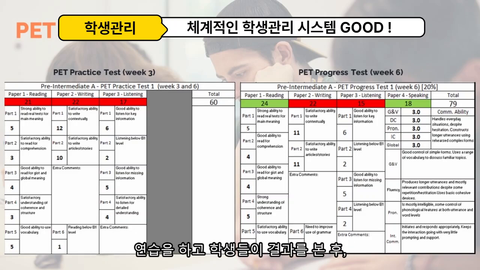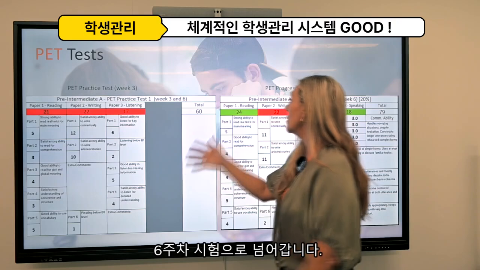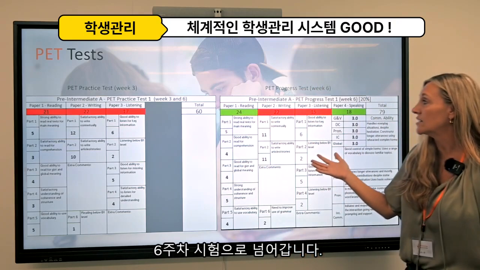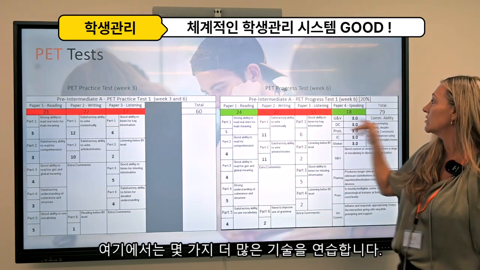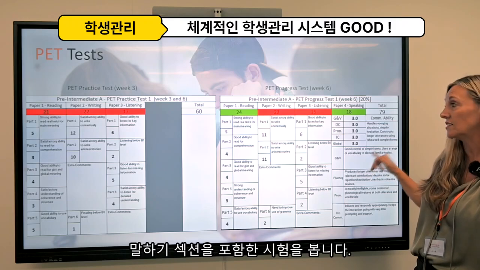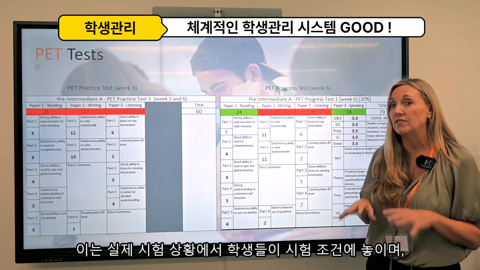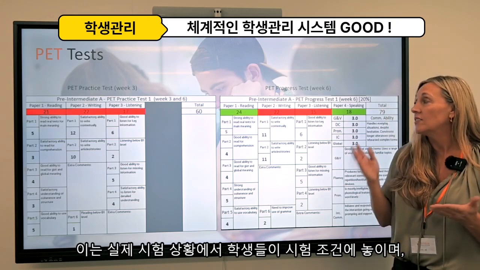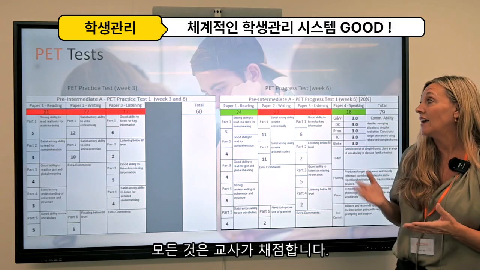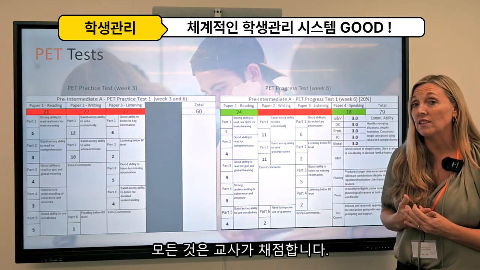After doing the practice and the students seeing their results, they're able to move on to the week 6 test, where they do a few more skills. For example, they will do a speaking section of the exam. So this is the real live test where it's mocked. The students are in test conditions and everything is marked by the teacher.